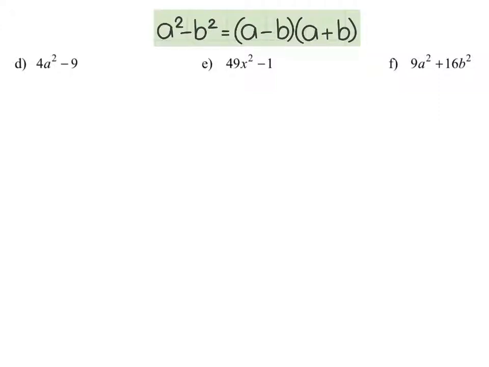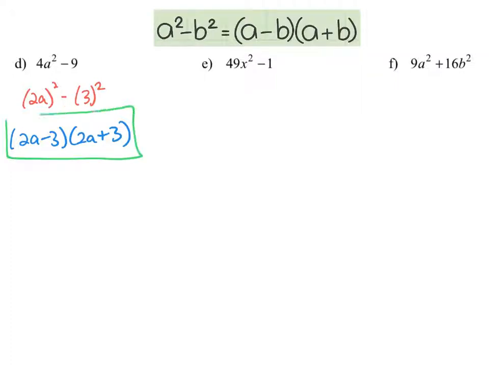Example D, we have 4a squared minus 9. This also is in the form of a difference of two squares. 4a squared can be written as the quantity 2a to the second power, and 9 can be written as 3 to the second power. So using that model equation with 2a and 3, our factors are 2a minus 3 and 2a plus 3. We can check our final answer using first, outer, inner, last to get 4a squared plus 6a minus 6a and minus 9, where the middle terms are opposites, so we simplify the polynomial as 4a squared minus 9.